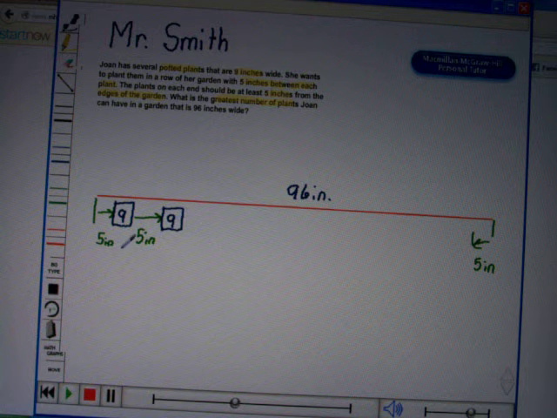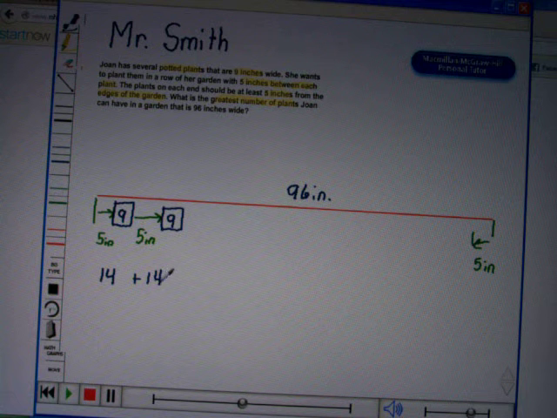Now I also want to keep track of how much room I am using, because the garden is only going to be 96 inches long. So 5 plus 9, so far I've used 14 inches. Another 5 inches, another potted plant, that's another 14 inches. So I want to keep in mind exactly how far I'm moving across and how much space I'm taking up. Another potted plant will be 5 inches. I'm sorry, the space is 5 inches.